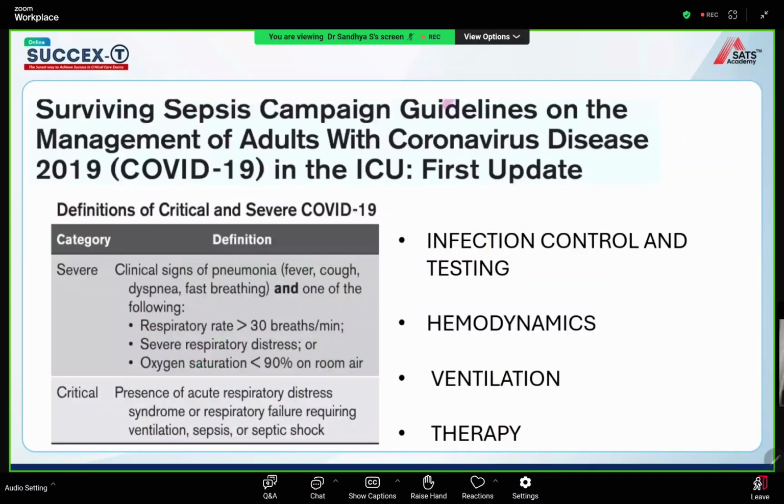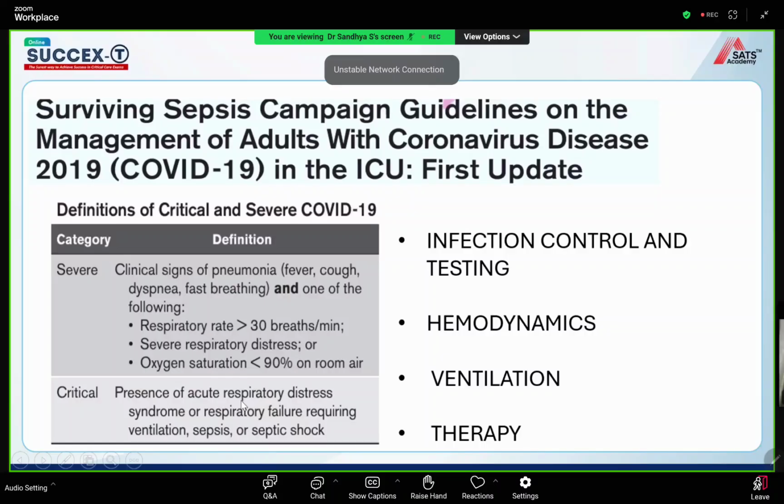About COVID-19, most of you would not have been in the ICU when COVID was there. So just make sure that you read the Surviving Sepsis Campaign guidelines, which came up in 2019 or early 2020. It defines severe COVID pneumonia in any patient with respiratory rate more than 30, or a patient with septic shock. The guidelines actually include hemodialysis as well as therapy. Freely available and it has also been shared.